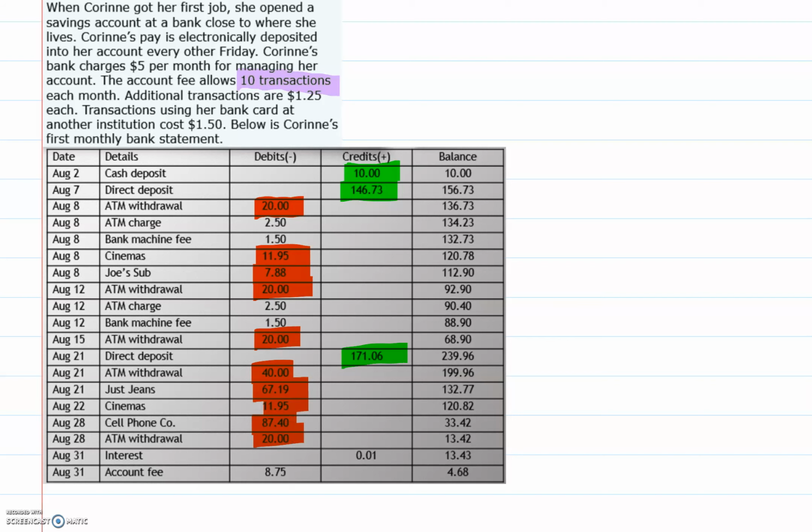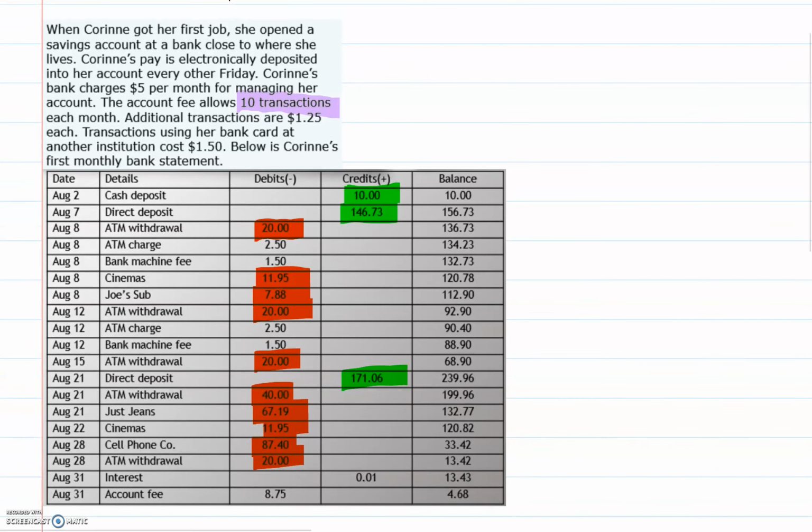So how many times has she used her account? How many transactions did she have? Well, let's count them. 1, 2, 3, 4, 5, 6, 7, 8, 9, 10, 11, 12, 13. She had 13 transactions. Uh-oh. That's bad, because she is over her limit. So 10 transactions is her limit. So if she's over her limit, we need to figure out how much she's over. So 13 minus 10. So she's 3 over the limit.